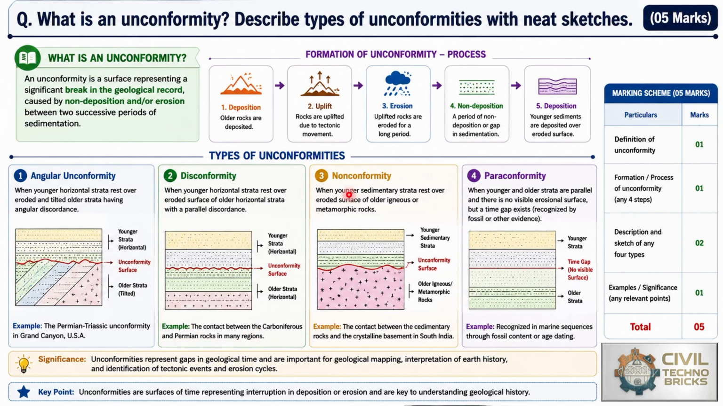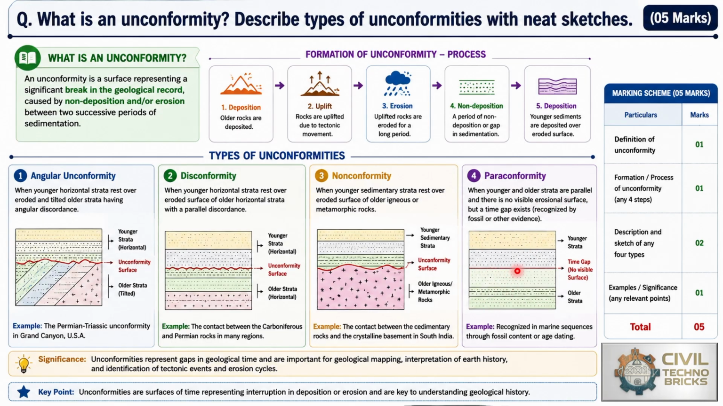Third one, non-conformity, where younger sedimentary strata rest over the unconformity surface of older igneous or metamorphic rocks. The example is the contact between the sedimentary rocks and the crystalline basement in South India. And the fourth, last one, is the paraconformity, where the younger and older strata are parallel.